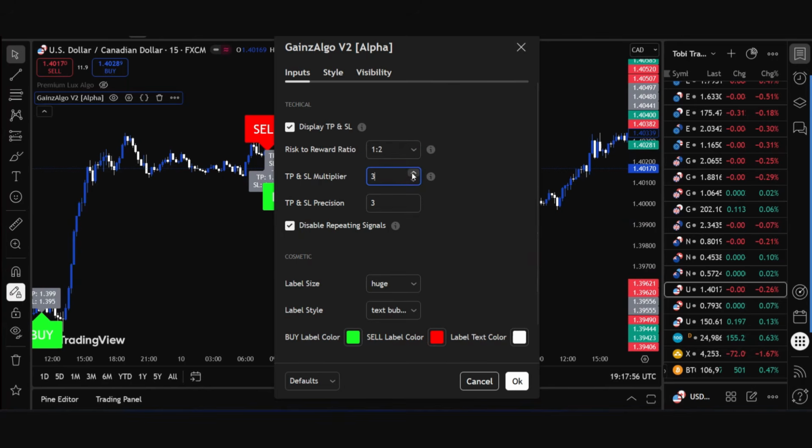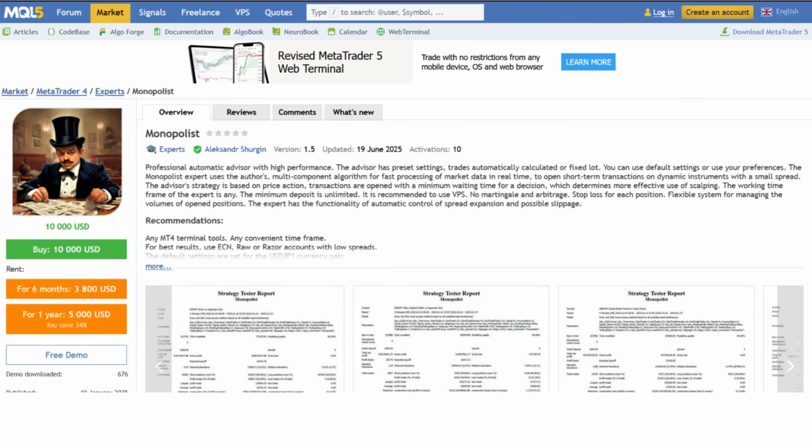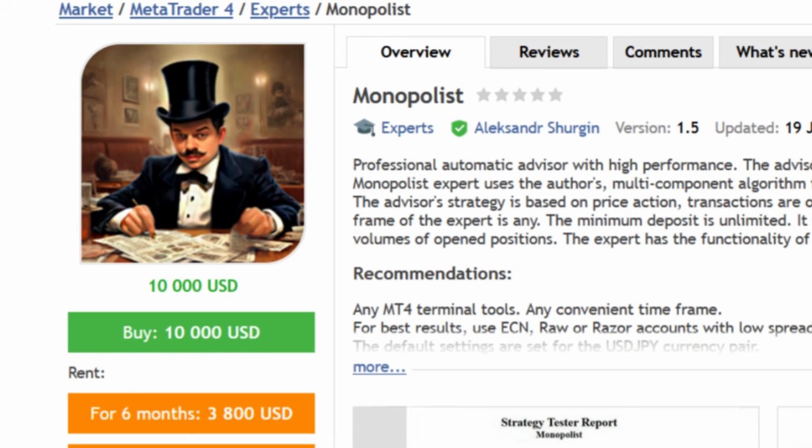I rate this indicator 3.5 out of 5. Now, if you'll excuse me, I just saw an ad for an indicator called Monopolyist that costs $10,000. The quest continues.